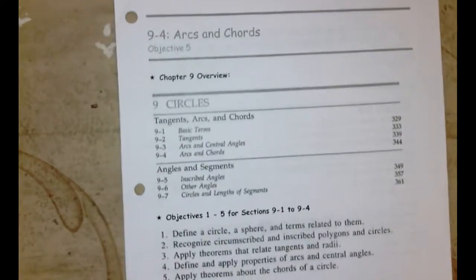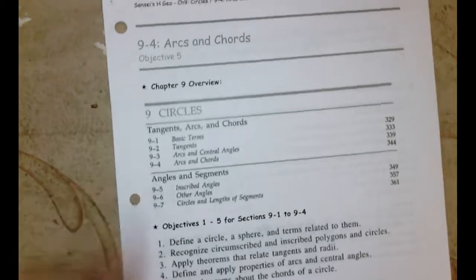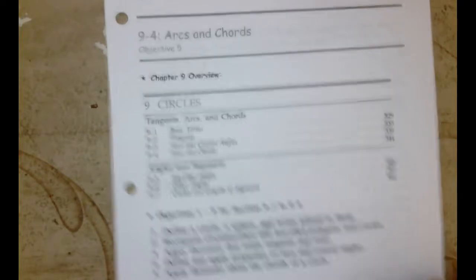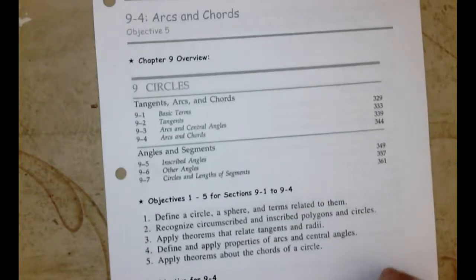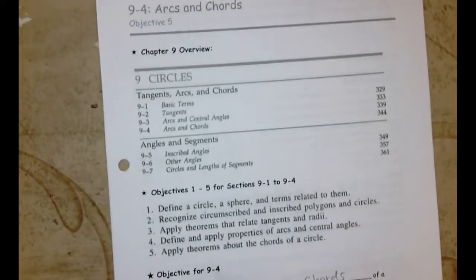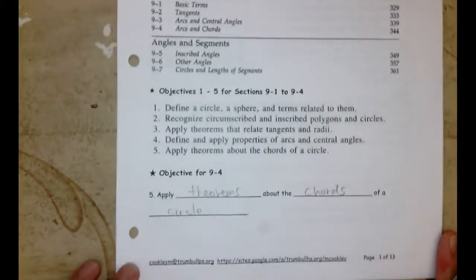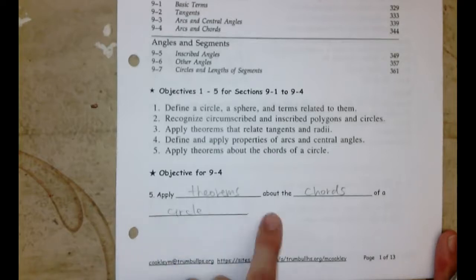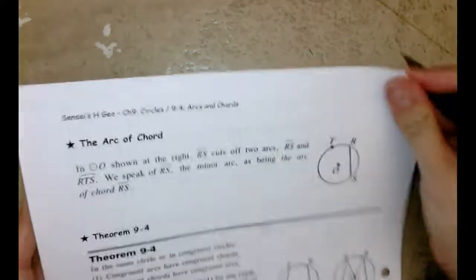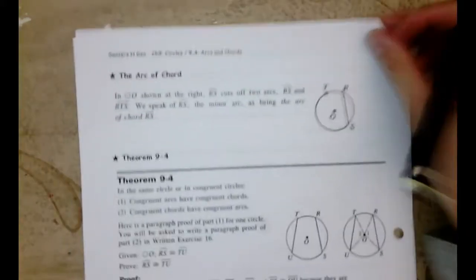So objective 9.4, this is where we are. We're going to have a review and quiz after this. Apply theorems about the chords of a circle. Okay, oh, you didn't see, sorry. And apply theorems about the chords of a circle. Okay, all right. So the arc of chord.